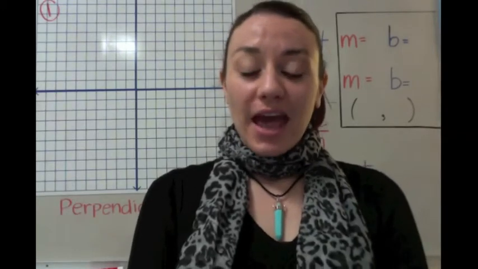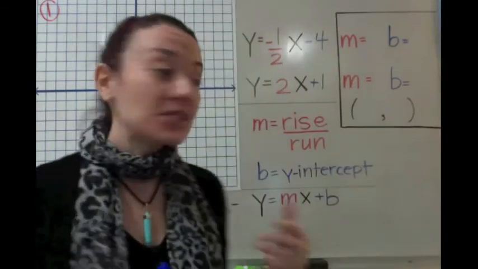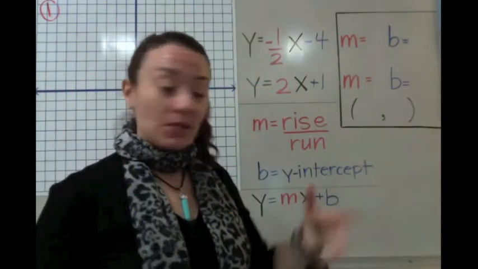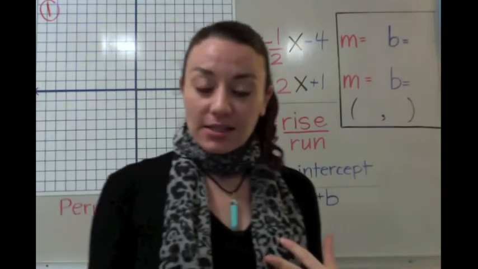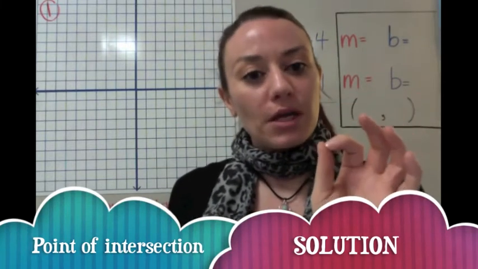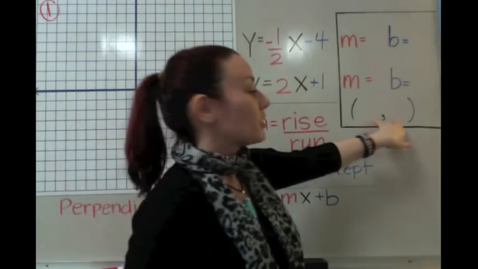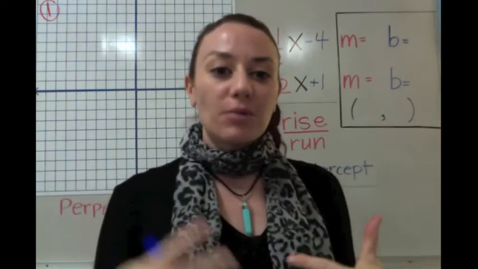Today we'll be looking at graphing two lines that have different slopes and different y-intercepts. When we graph those lines, their point of intersection is called a solution. It's called a what? A solution. So when we find the point where they intersect, we're going to write the solution as x comma y, whatever point that is. So let's take a look at number 1.